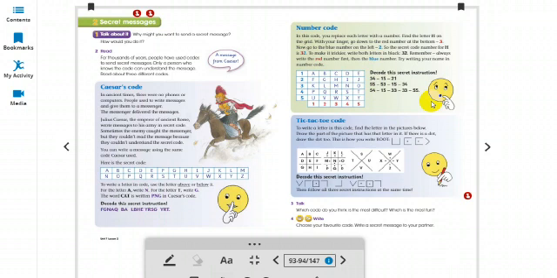It is interesting, my dear children. You're not going to get bored. You can play it with your family also, and with your cousins and your brothers and sisters too.